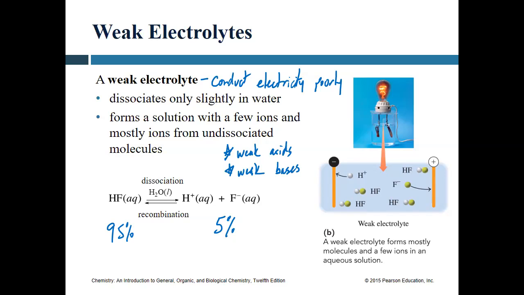And in the molecular state, obviously it's not going to conduct electricity because there are no ions on this side of the equation. So because there are so few ions here, that's why we get a lower conductivity. And again, this is an unusual phenomenon. Weak electrolyte behavior is generally limited to acids and bases that are considered weak acids and bases.